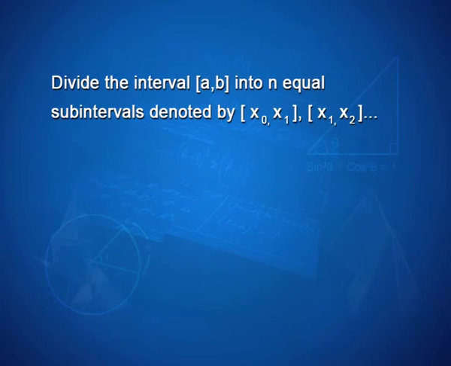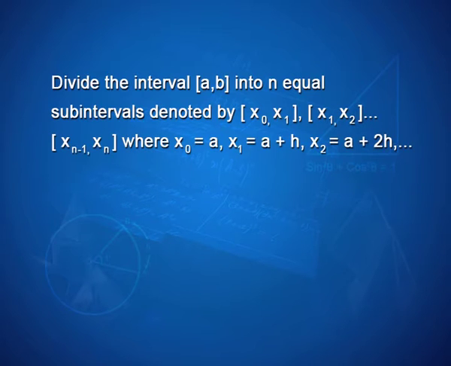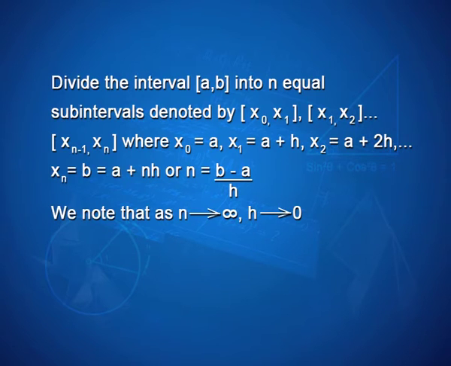Divide the interval [a, b] into n equal subintervals denoted by [x0, x1], [x1, x2], ..., [x(n-1), xn], where x0 is equal to a, x1 is equal to a plus h, x2 is equal to a plus 2h, xn is equal to b, that is equal to a plus nh, or n is equal to (b minus a) upon h. We note that as n tends to infinity, h tends to 0.